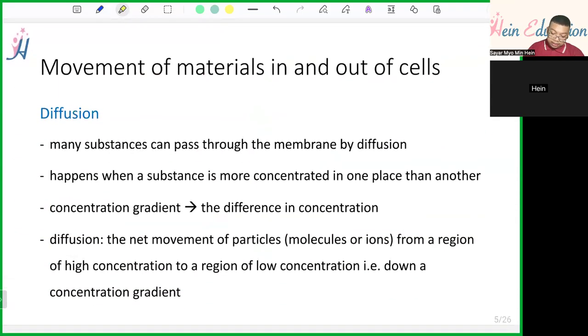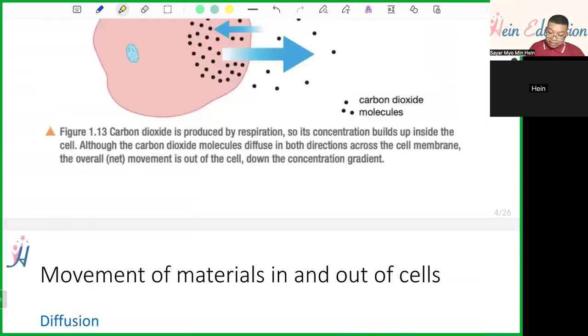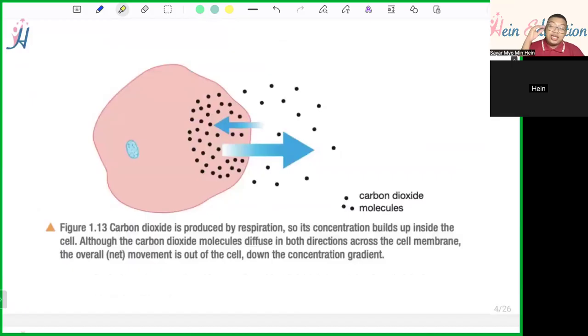So the first concept is about diffusion. It is like the smell of coffee, or the smell of perfume diffusing throughout the room. Many substances can pass through the membrane by diffusion, and it happens when a substance is more concentrated in one place than another. Throughout this concept, we will be using the words concentration gradient, which simply means the difference in concentration. From the previous example, you can see a concentration gradient where the concentration of carbon dioxide molecules is higher inside than outside.